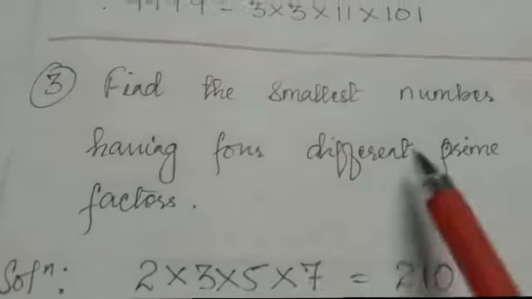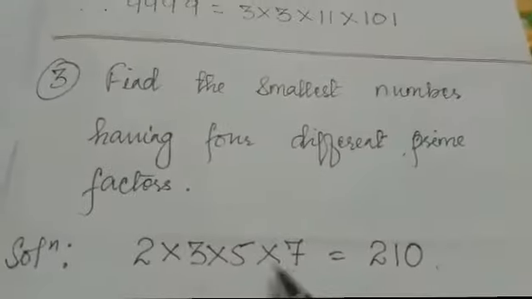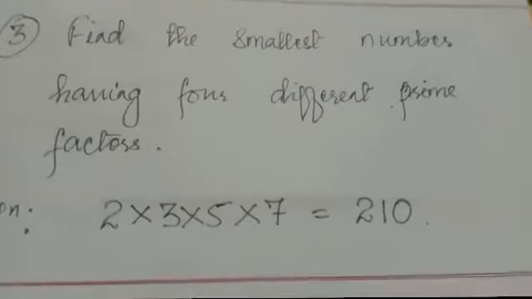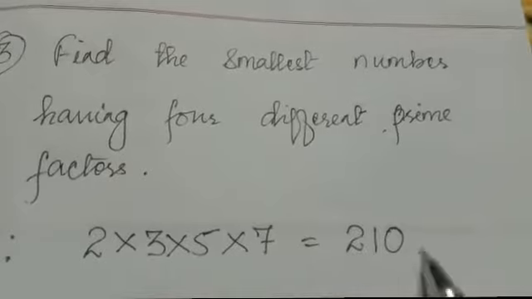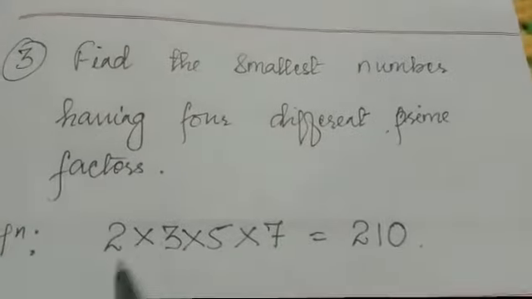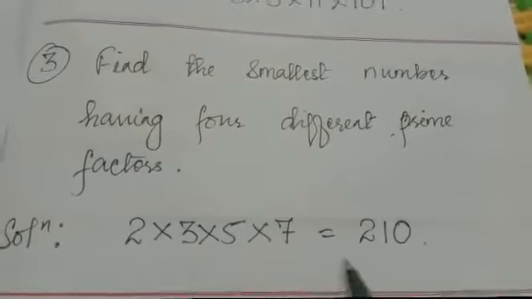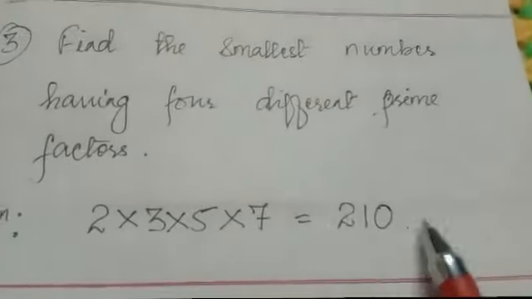So what we will do to get the answer, we will multiply these 4 different prime numbers. So when we multiply, we will get 210. So that number is 210, which has 4 different prime factors, and this is the smallest number.